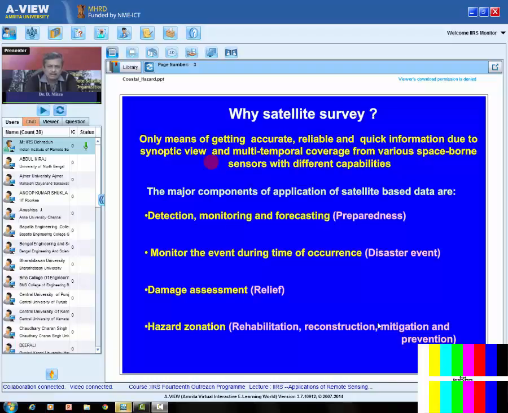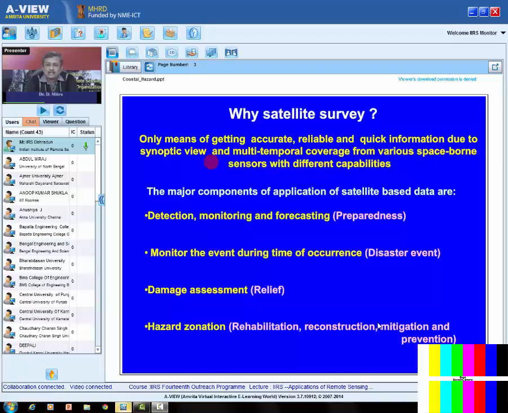In case of preparedness, satellite data has a role to play with detection, monitoring, and forecasting. So satellite data is used to detect disasters. You can monitor the disasters in a real-time domain, and also you can forecast. Nowadays, we are quite capable of forecasting cyclones and things, even tsunami also we can forecast.